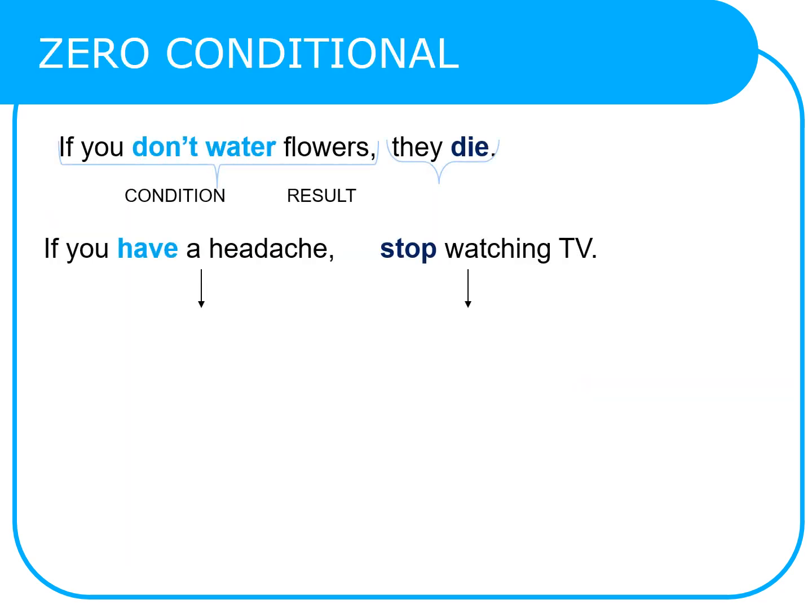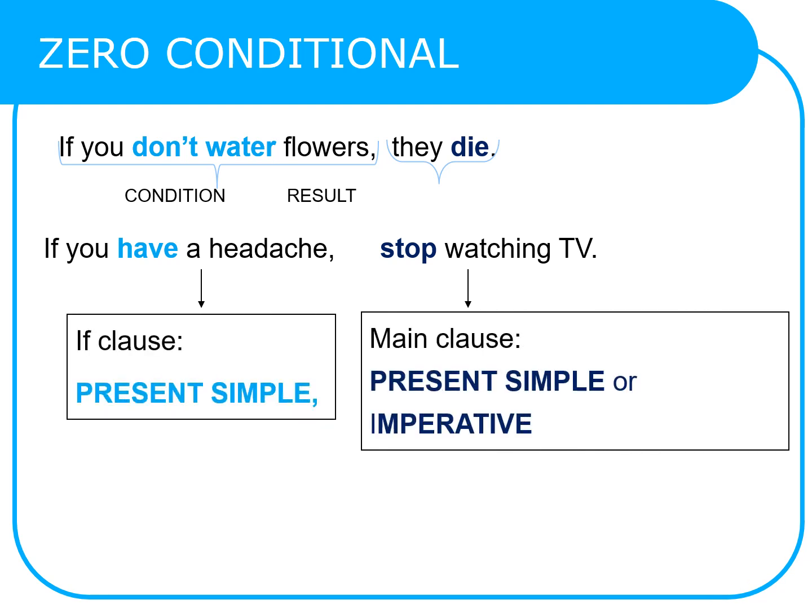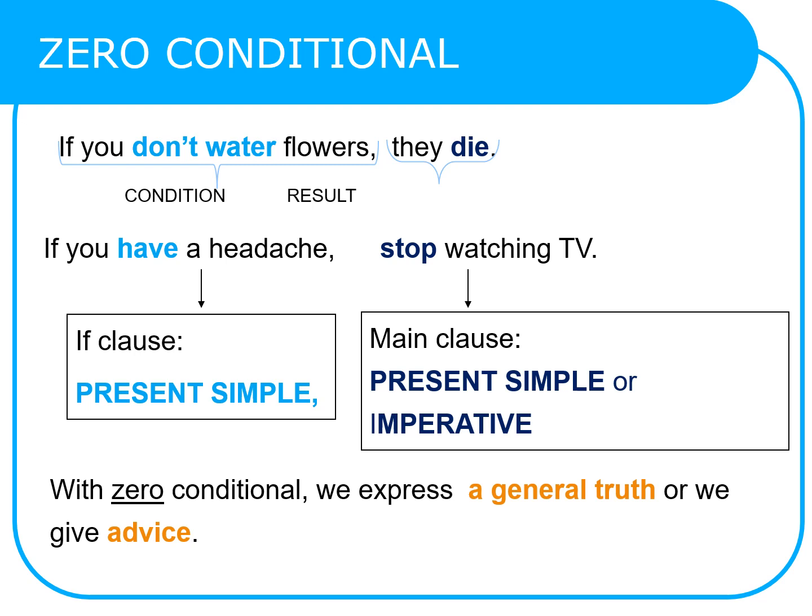The zero conditional, I say, if you don't water flowers, they die. So there is a condition, which is don't water, and the result, they die. If you have a headache, stop watching TV. The if clause, present simple, and the main clause, present simple or imperative. It is the zero conditional. With the zero conditional, we express a general truth or give advice, or we speak about facts or habits.